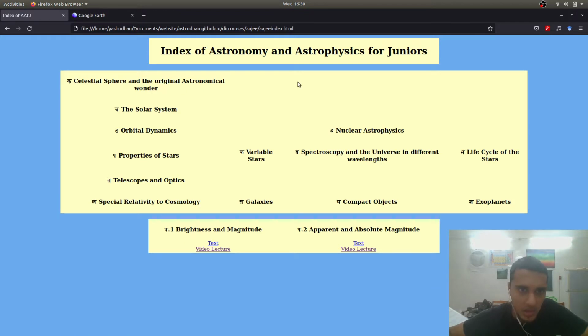filled up. But maybe there will be topics here in the missing spaces which would be related to the horizontal line. We will start with K, celestial sphere and original astronomical wonder, and the other, the brightness and magnitude and apparent and absolute brightness. Those videos will go in P, properties of stars. And we are starting with celestial sphere.